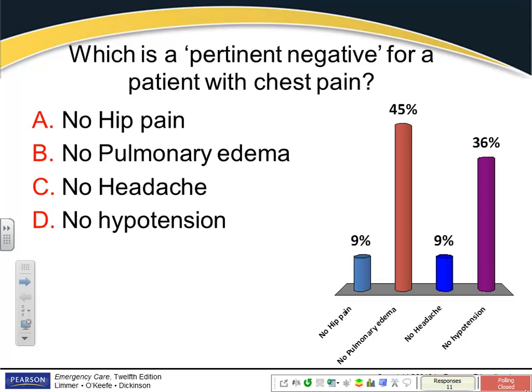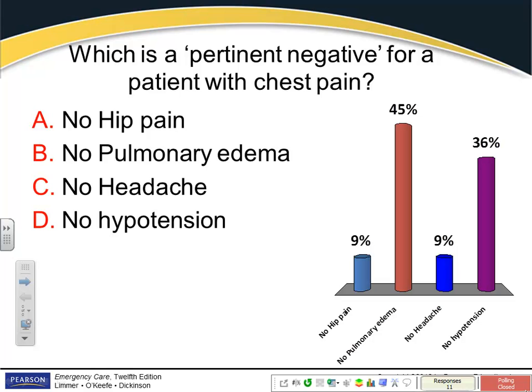Okay, what is a pertinent negative? Something that you might have expected to see and it's not there. So if they've got chest pain, we don't care if they have hip pain, right? That doesn't have anything to do with chest pain. If you've got hip pain, they're not related in most cases. Headache, they've got chest pain, those are not related. So neither one of those are going to be right.